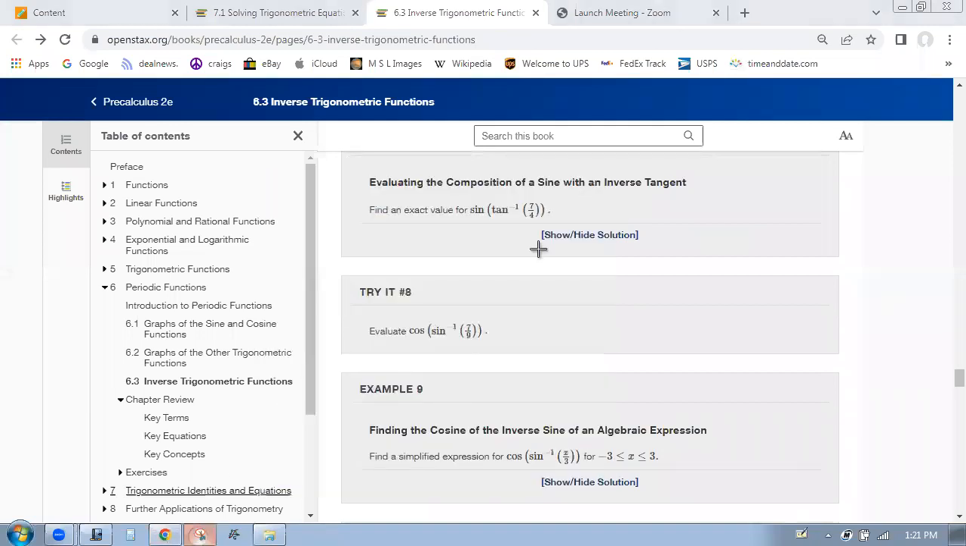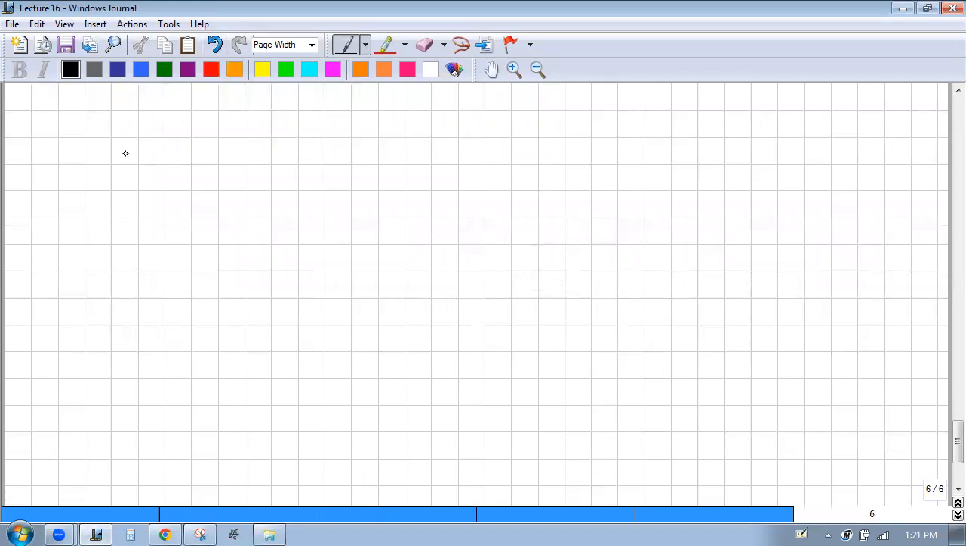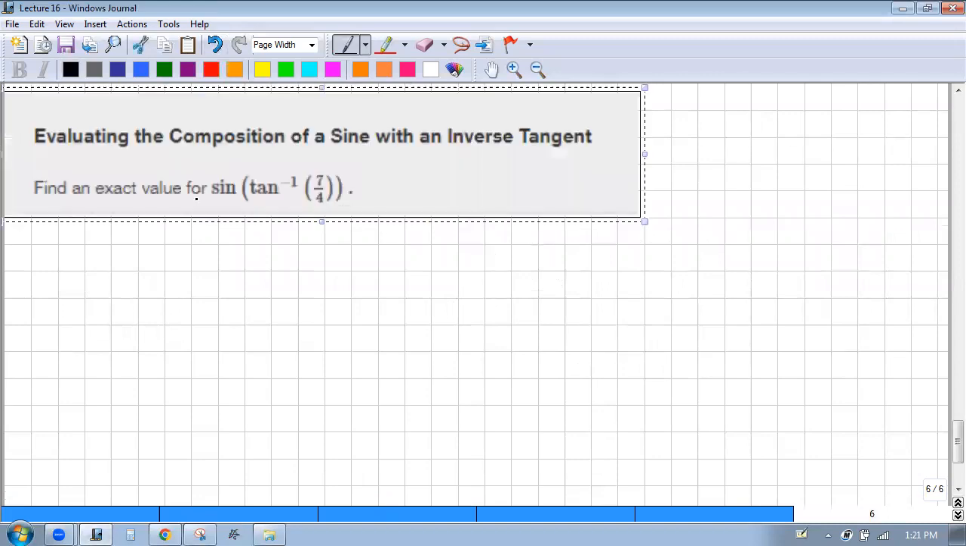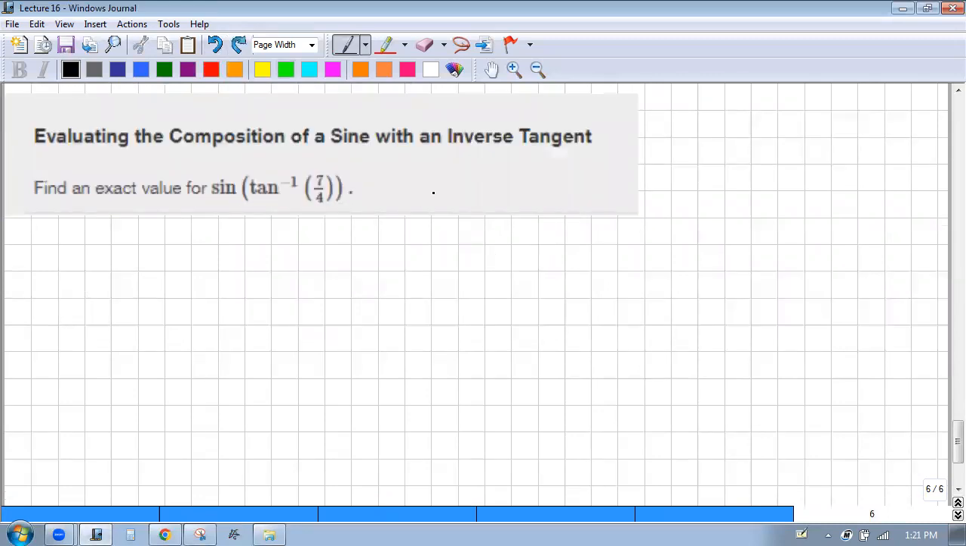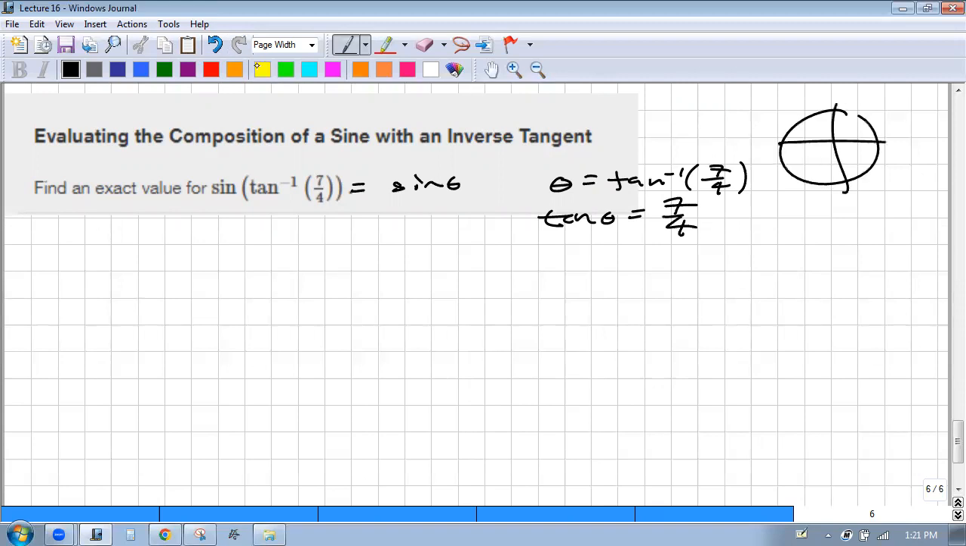Let's look at this guy. This one just has a number here, but instead of cosine, it's sine now. Okay, this is sine of some angle where that angle is tangent inverse of 7/4. And that tells me that tangent of that angle is 7/4. So let's see, tangent inverse always gives me something that's over here, but that's not enough, right? Because sine is positive here, but it's negative down there.